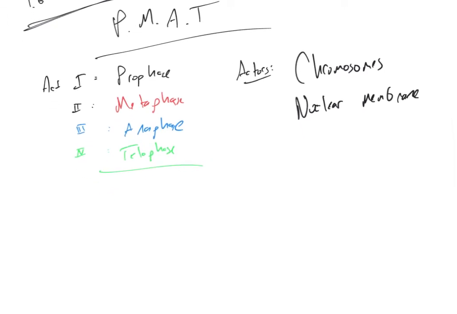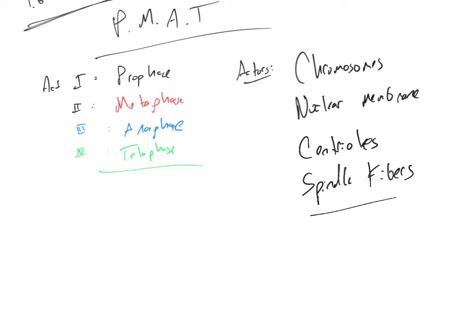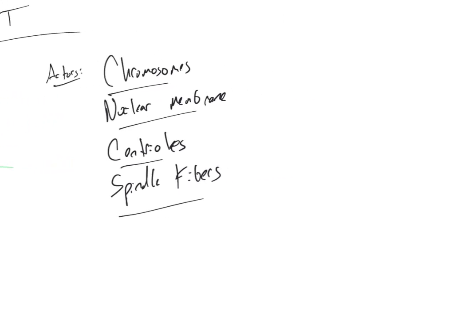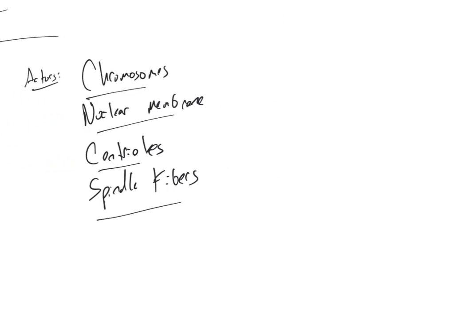So my 4 actors are the chromosomes, the nuclear membrane, centrioles, and spindle network. Spindle fibers or spindle network, it's the same thing. So these are my 4 actors: chromosomes, nuclear membrane, centrioles, spindle fibers. In Act 1 and Act 4, you're going to use all 4 of them.